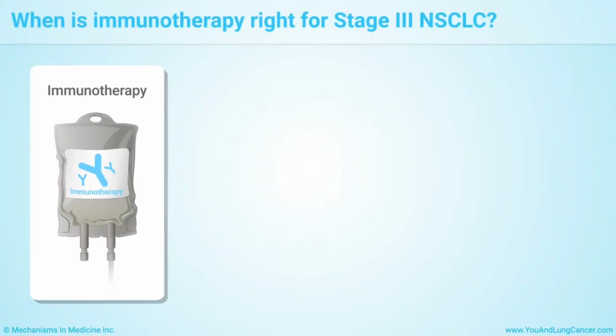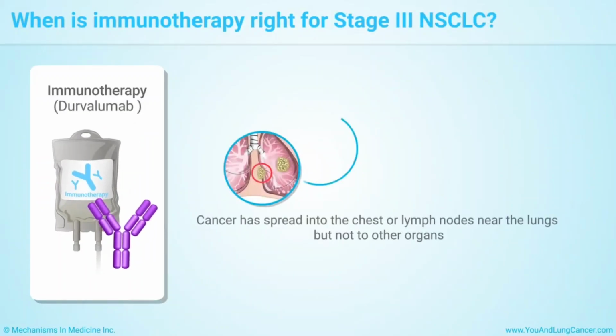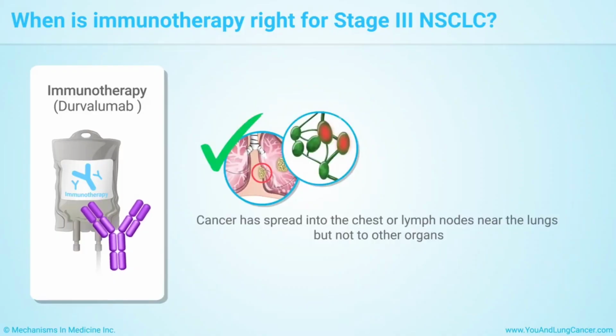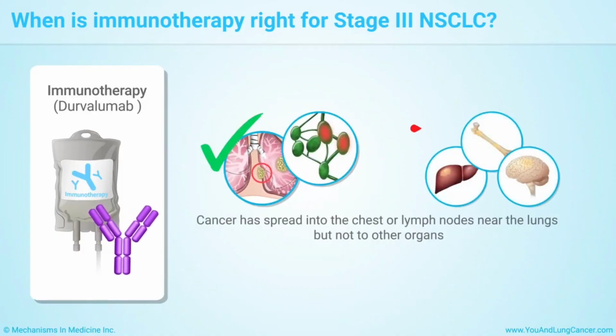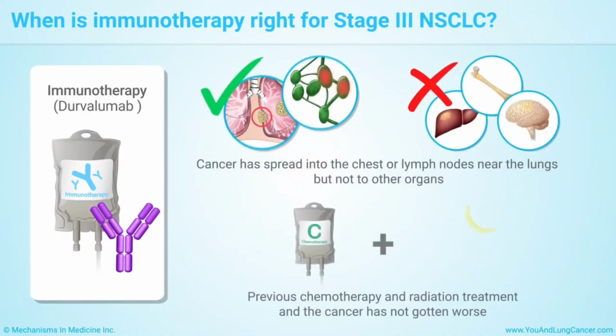Your doctor may recommend treatment with the immunotherapy drug durvalumab when your cancer has spread into the chest or lymph nodes near the lungs but not to other organs, or you have had chemotherapy and radiation treatment and your cancer has not gotten worse.